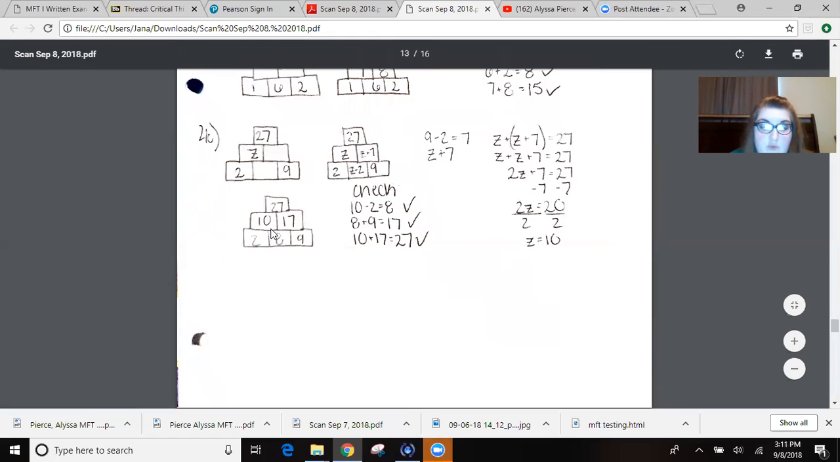Then you can plug in 10 where there were z's. So you're going to have 10 minus 2 is 8. So 2 plus 8 is 10. 8 plus 9 is 17. And 17 plus 10 is 27. And that is also your check work as well.